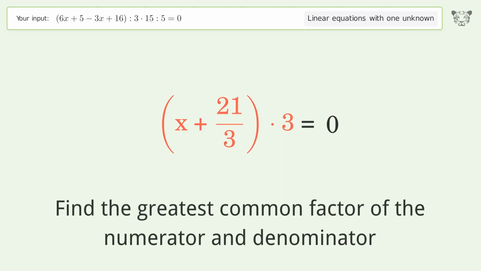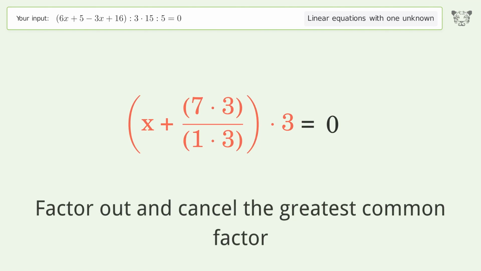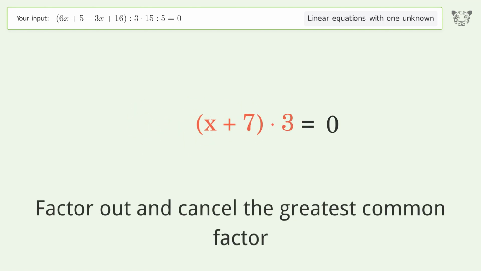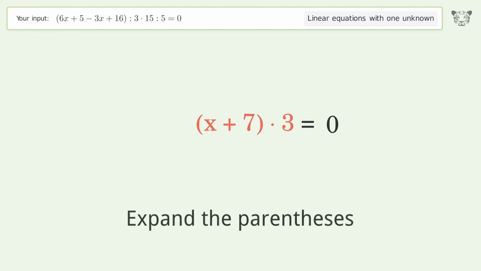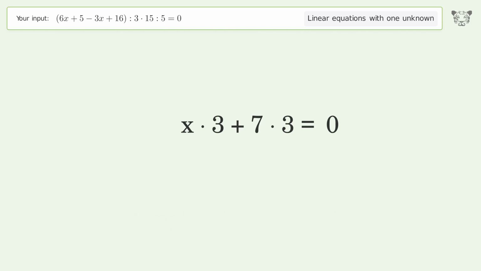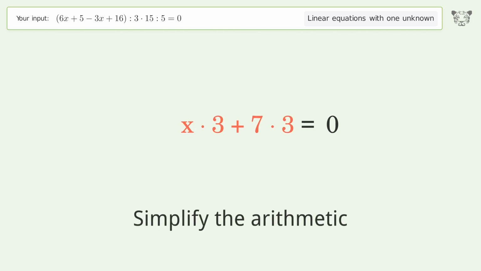Find the greatest common factor of the numerator and denominator. Factor out and cancel the greatest common factor. Expand the parentheses. Simplify the arithmetic.